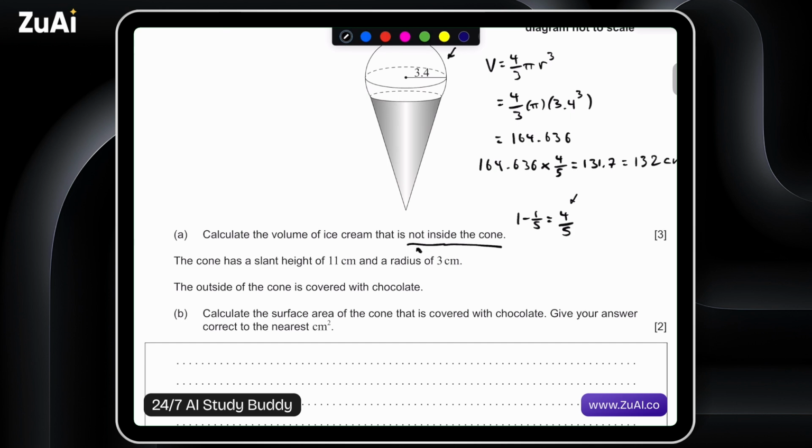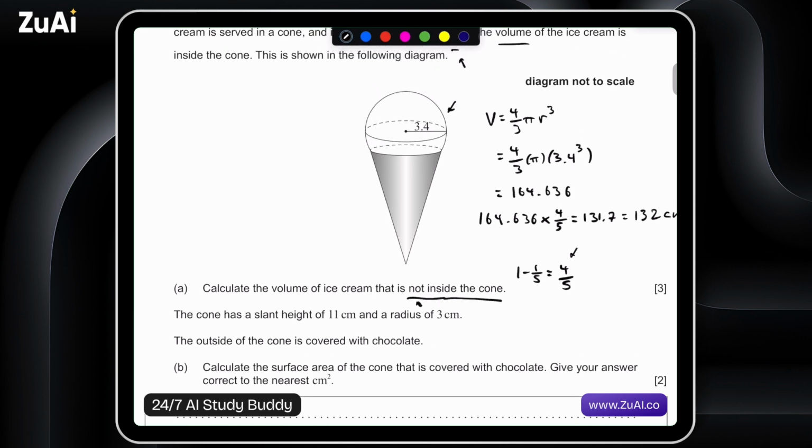The cone has a slant height of 11 centimeters and a radius of 3 centimeters. The outside of the cone is covered with chocolate. Calculate the surface area of the cone that is covered with chocolate. Give your answer correct to the nearest centimeter. So we've got this cone, and there's going to be chocolate around the edge. We know the radius of the cone at its base is equal to 3 centimeters, and the cone has a slant height of 11.